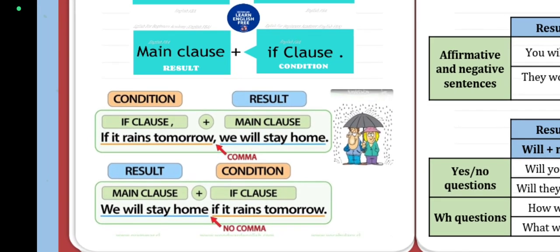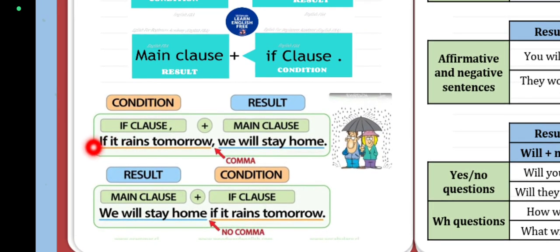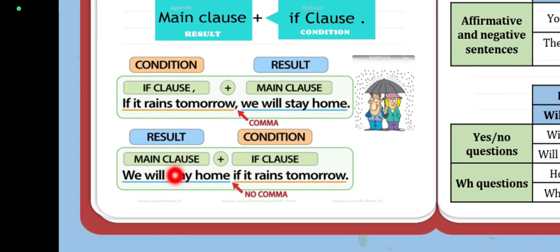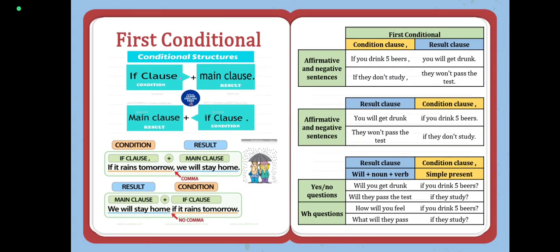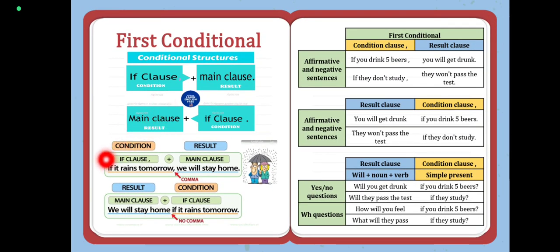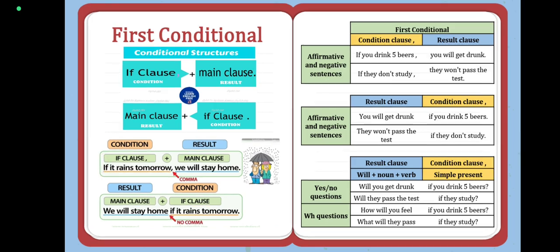Here we have an example. If it rains tomorrow, comma, we will stay home. So here we have conditional clause, result clause. If we switch them, we can say we will stay home if it rains tomorrow, with no comma. Is this clear? Yes. So both options are correct.